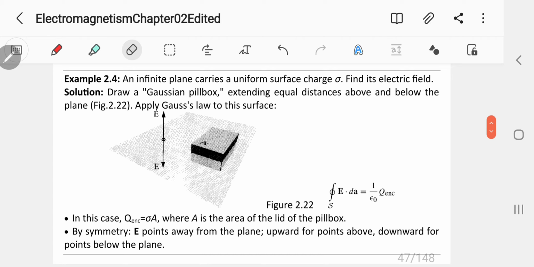So we're now moving to another example. An infinite plane carries a uniform surface charge sigma. Find its electric field anywhere. So for example, we'll find the electric field at this point above the plane. So say if you have this plane, you have to find the electric field at this point, for example.